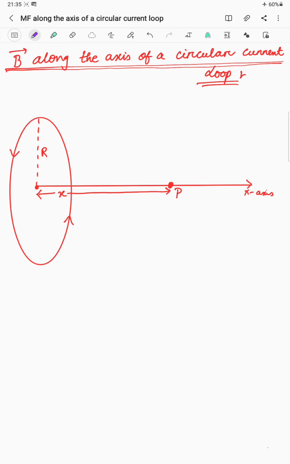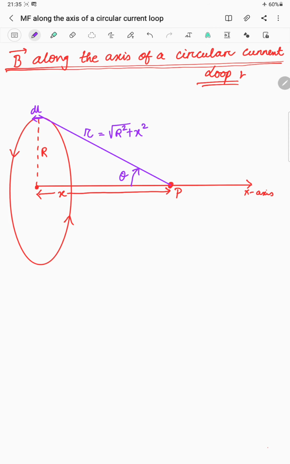Now this comes as a 3-mark question. How to solve this? We will take a very small current element dl here at the top. We join this dl element to point P, which will be perpendicular, and let that be your r. From the diagram it makes an angle theta. So what will be r? This is 90 degrees, so it will be root over of r square plus x square.